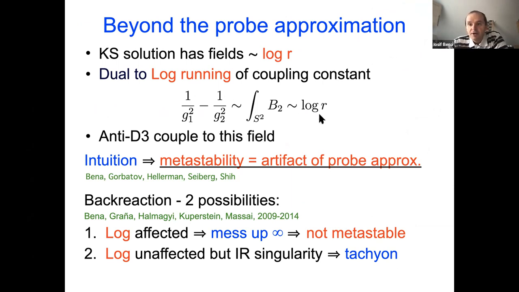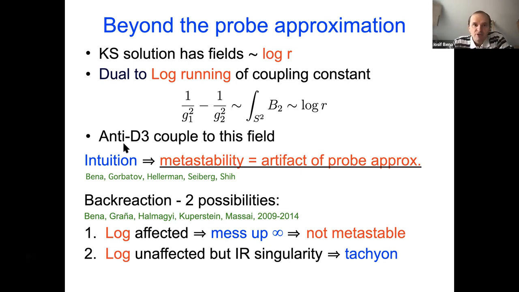Again, this reflects the fact that all 4D gauge theories which are not conformal have a logarithmically running coupling constant. This is a universal feature of four-dimensional gauge theories: the coupling constant runs logarithmically with the energy. Now, when you add anti-D3 branes, what's happening? You look at their back reaction.